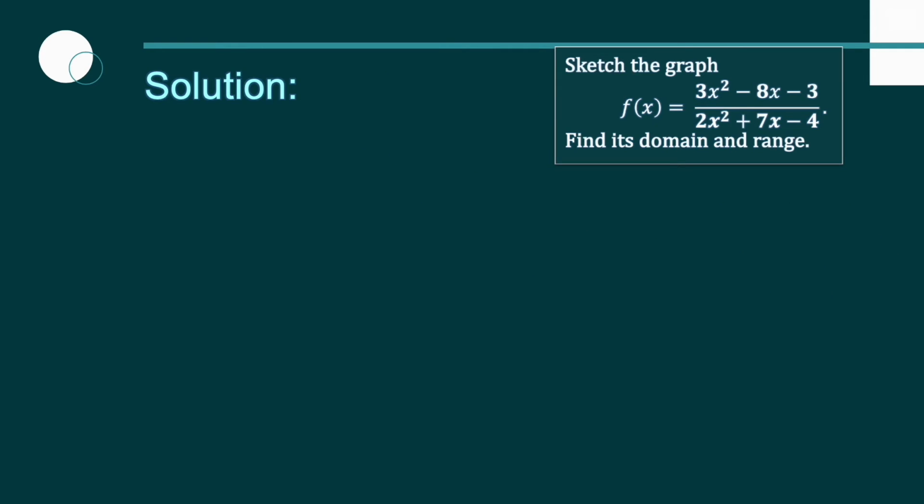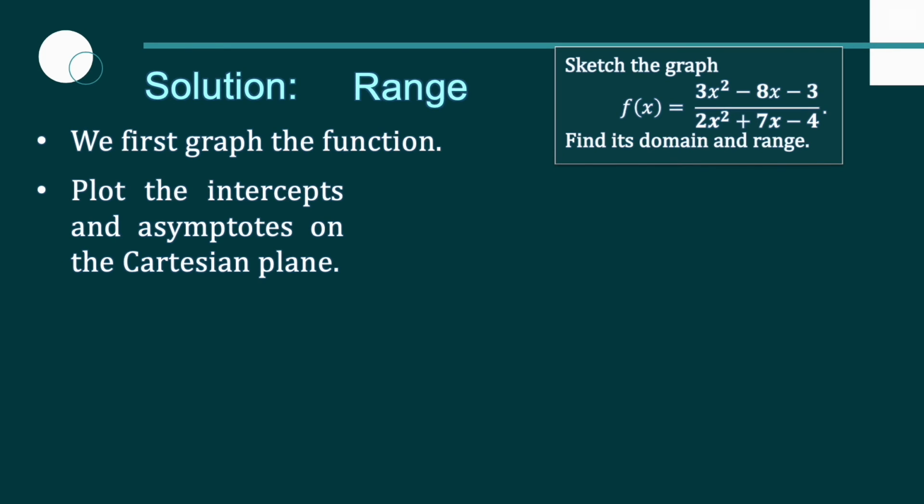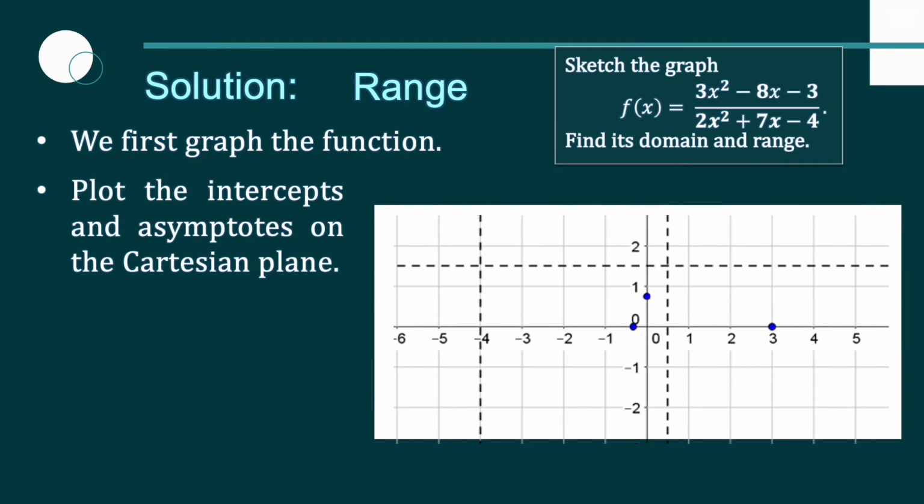Finally, we have to identify the range. For the range, we first have to graph the function. We plot the intercepts and asymptotes on the Cartesian plane. We have y-intercept is y equals 3/4, x-intercepts are x equals -1/3 and 3, the vertical asymptotes are x equals 1/2 and x equals -4, and finally we have horizontal asymptote y equals 3/2.